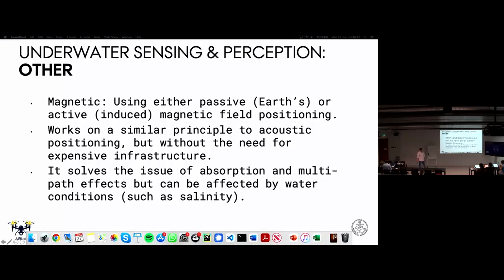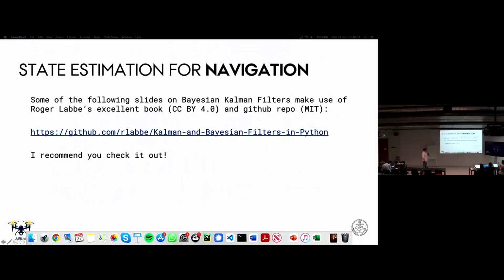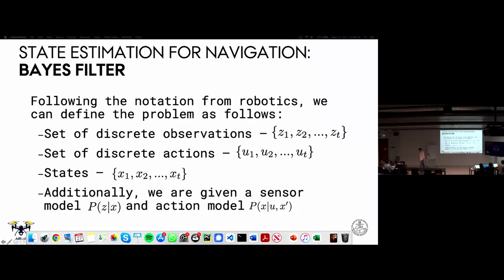So I'm going to talk more about Bayesian filters and Kalman filters. I found this resource that I thought was absolutely excellent when it comes to this. So if you're interested in doing Kalman and Bayesian filters in Python, I recommend you check it out because it's excellent. Just let me have a drink and then I can go now.